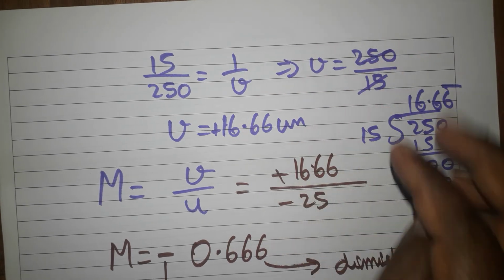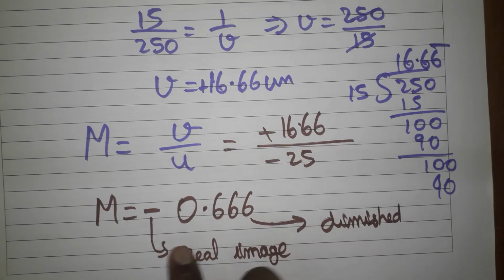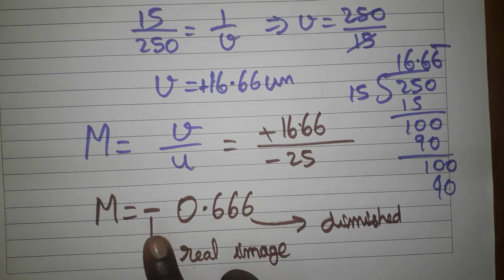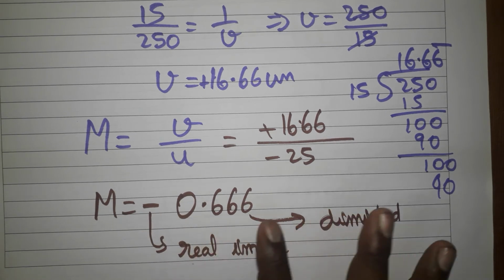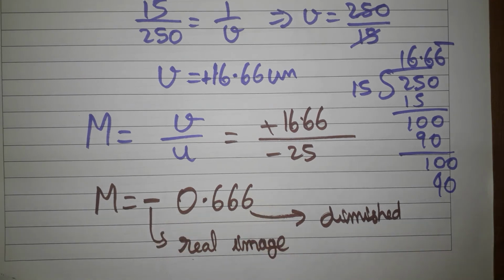Already I said, magnification is equal to v divided by u. V I know, u I know. Finally I will get 0.66. Whenever the magnification is negative, that means it is real. Already I told you it's a real image, and in the range of 0 to 1, that is going to be a diminished image.